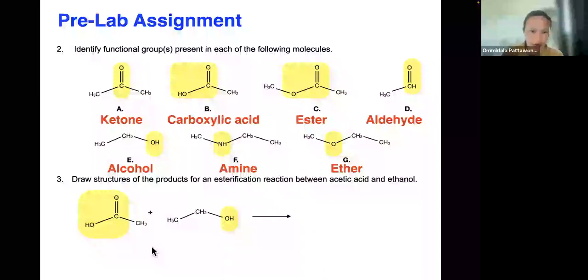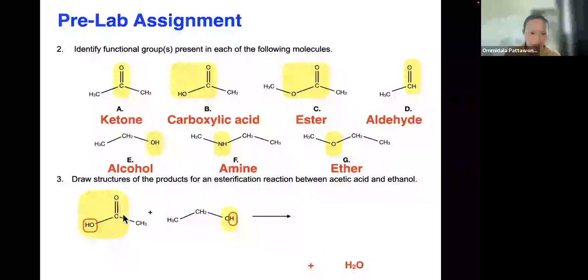According to the esterification reaction that you see in the previous slide, the OH group from the carboxylic acid would react with the hydrogen from an alcohol to form water. And the remaining of these two parts would then combine. So what I'm going to do is write out the remaining of this part first.